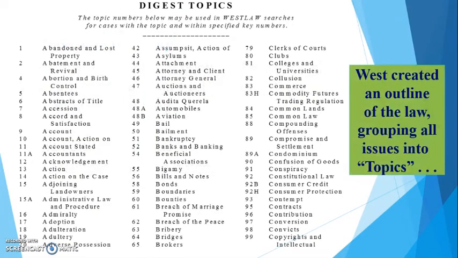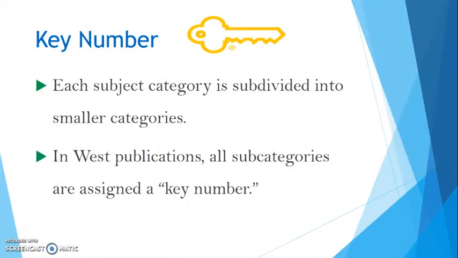West has created over 400 topics of the law. The slide gives you a small sampling of what some of those topics are. Because the topics are so broad, West subdivided the topics into smaller categories. West then assigned each subcategory a number, which is called a key number. And the key to doing book research is this key number.